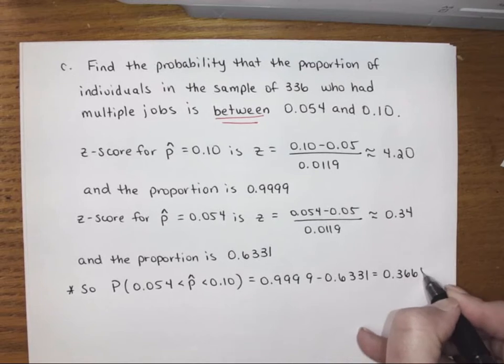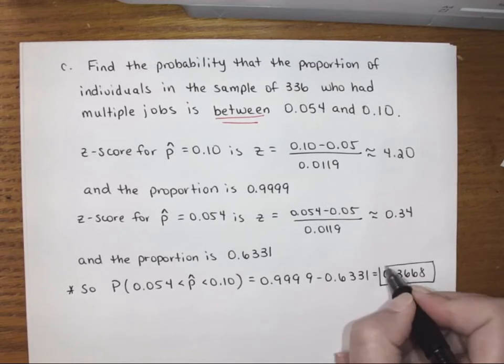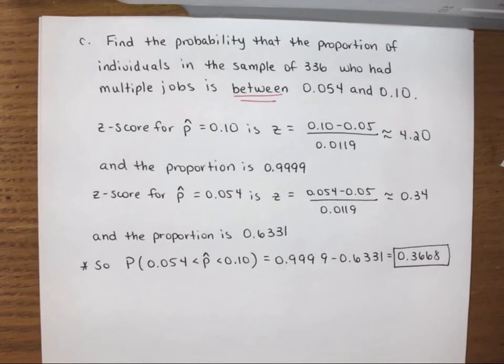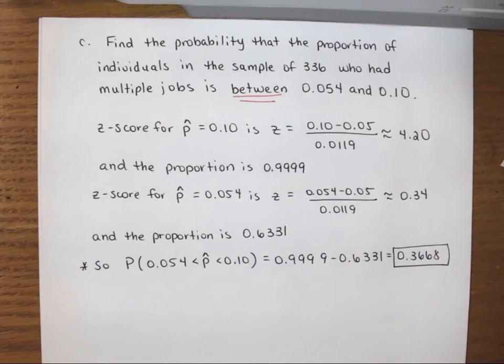So remember, anytime it's asking you less than, you read the chart as is. Anytime it's asking you for more than, you do 1 minus what the chart says. And then anytime it's asking for between, you find both things from the chart and you subtract them.